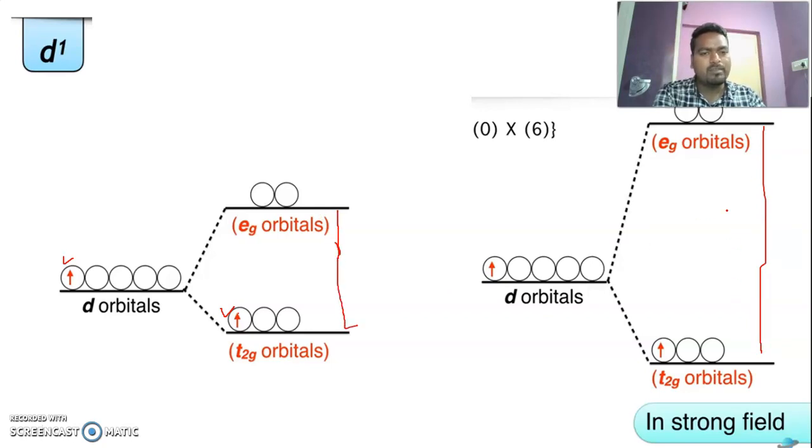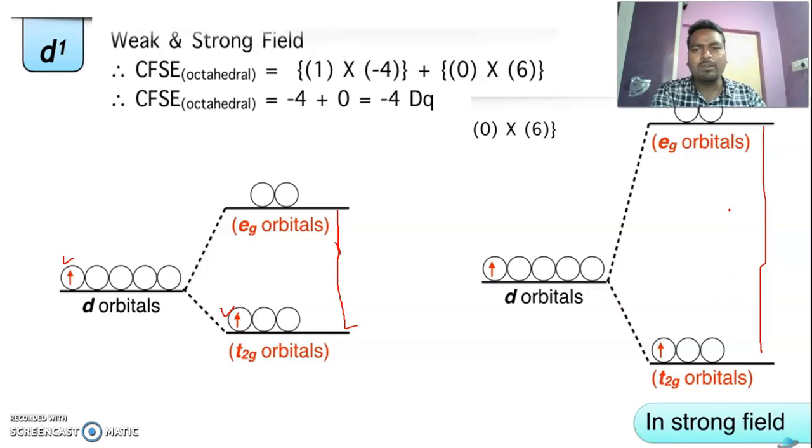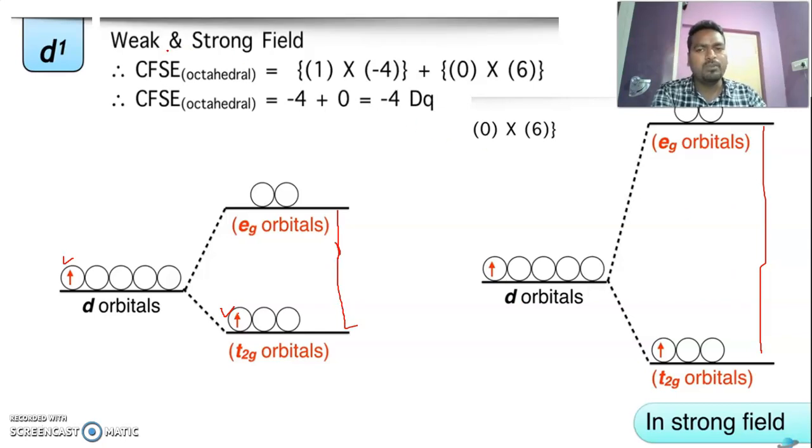Here the energy gap will be more. So it can be calculated as follows. In case of a d1 system, for both weak field and strong field, CFSE is equal to, there is one electron in the t2g, you know the formula. So CFSE is equal to number of electrons in t2g into -4 plus number of electrons in eg into 6. So only one electron in t2g, that's why.